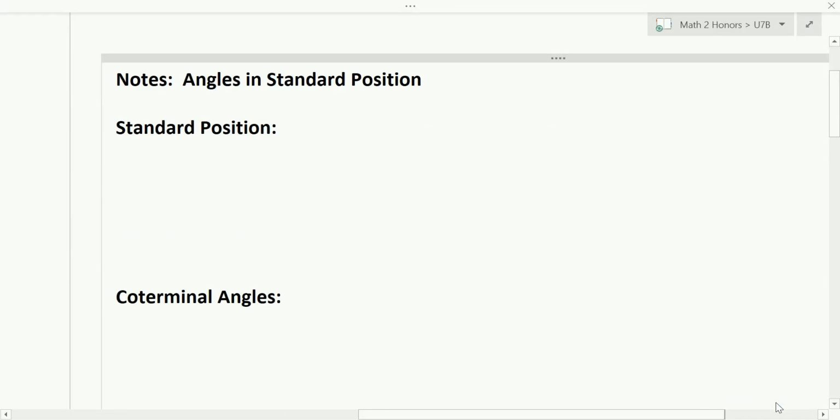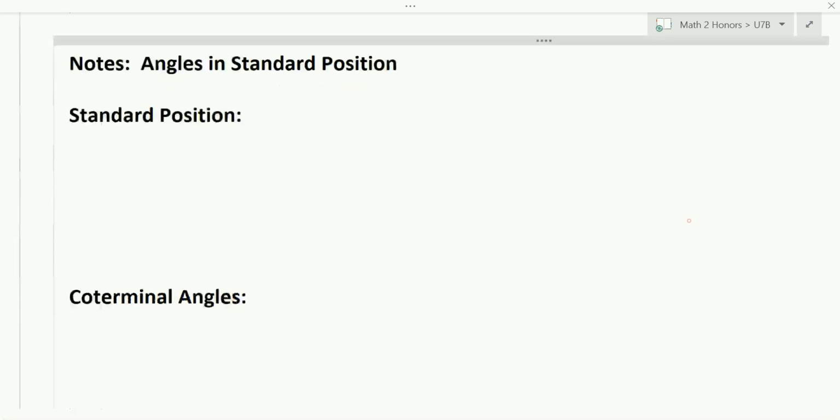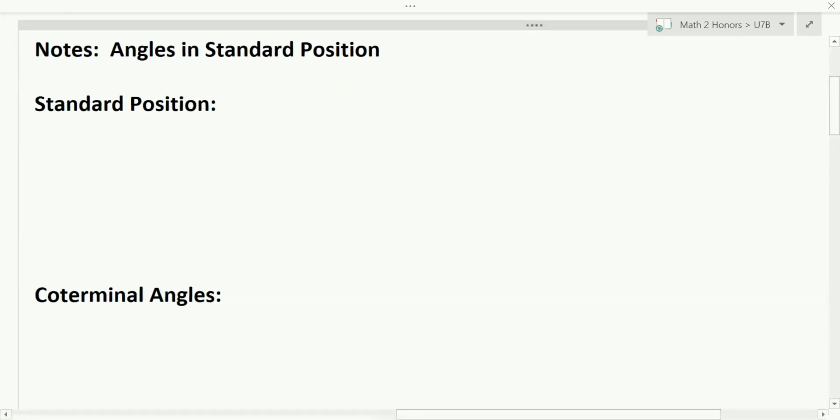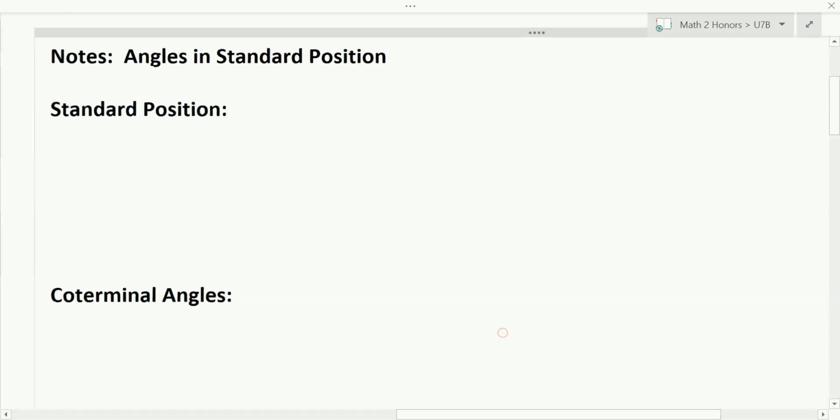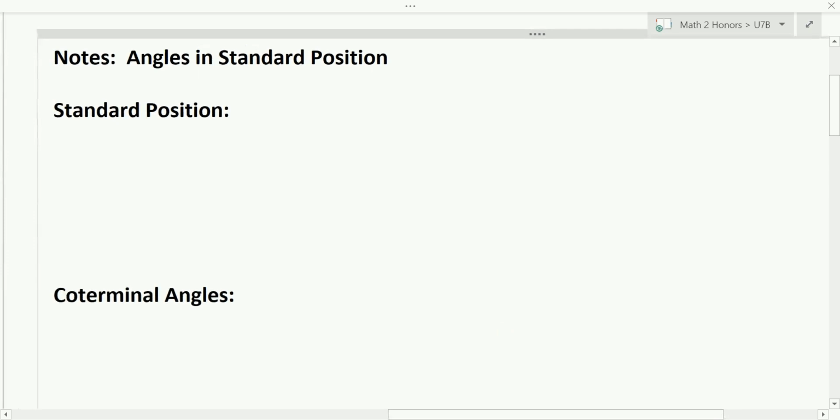All right, so we are starting the second part of Unit 7, and today I'm just going to be defining for you a few things. I'm going to define for you what it means to put an angle in standard position, what are coterminal angles, and what is a reference angle.